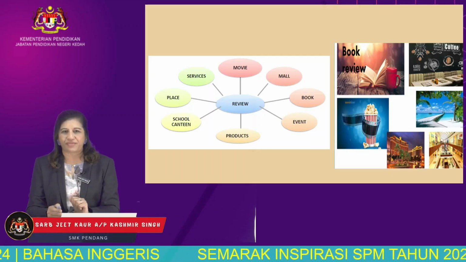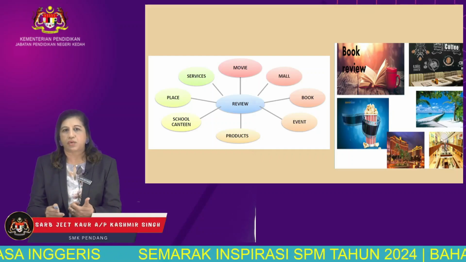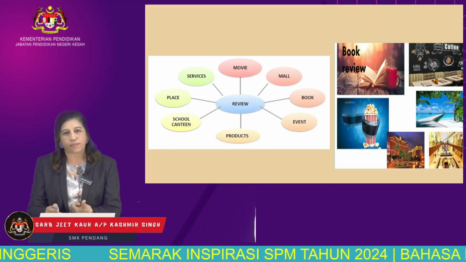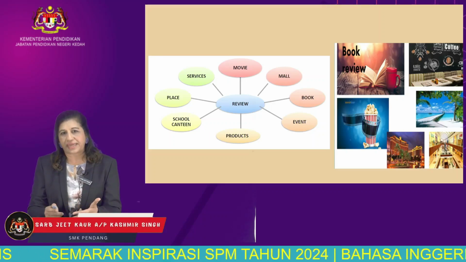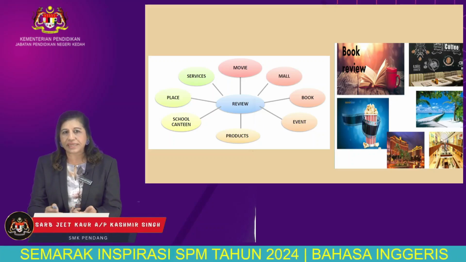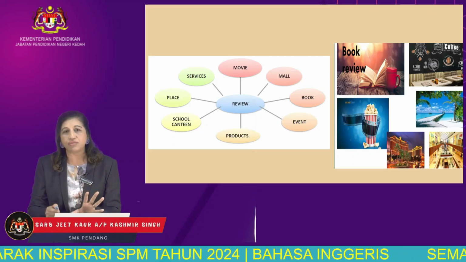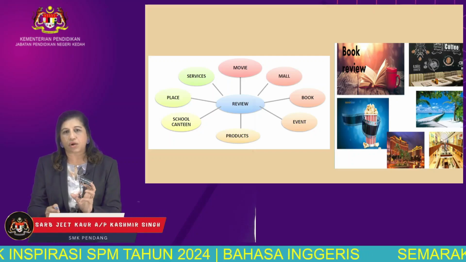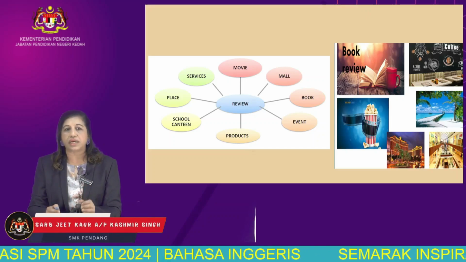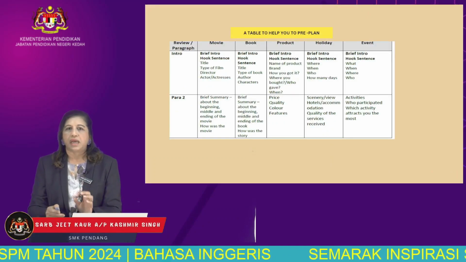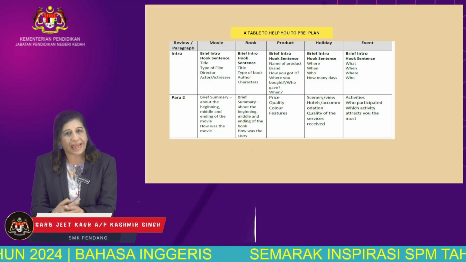Okay, let's look at reviews here. There are many types of reviews that you need to master. One is movie, which you can get in your Full Blast book, and review about a mall, review about books, review about an event, products, school canteen, place, and services. So you need to master how to write reviews and also the contextual vocabulary to write reviews according to the topic. Okay, I got a table here to help you pre-plan your reviews.